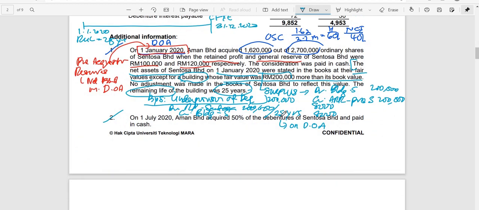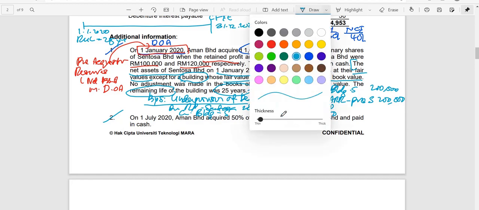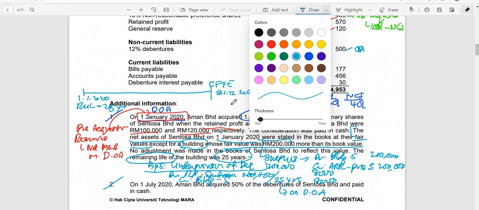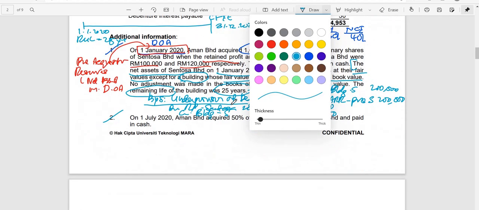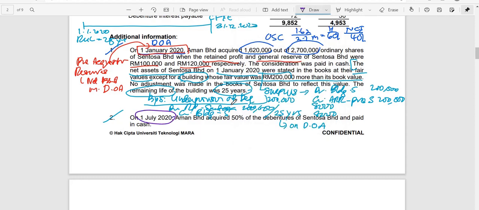Next information is on what happens on 1st of July, when you have the acquisition of the debenture. You acquired 50%, so the holding percentage is 50%. The other debenture holders hold 50%, and nothing relates to NCI because debenture is not equity. That was done separately, 6 months after acquiring the ordinary shares, and both were paid by cash as consideration transferred.